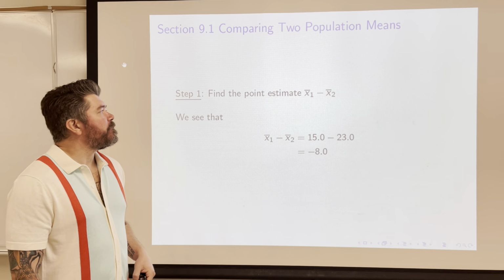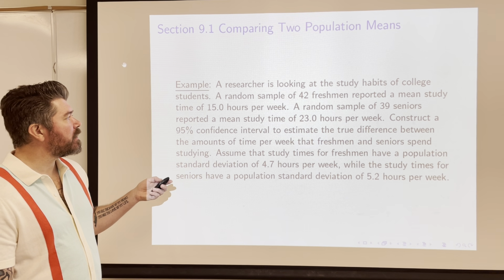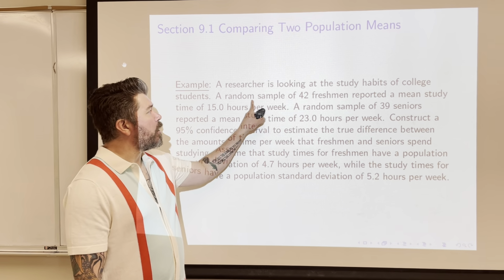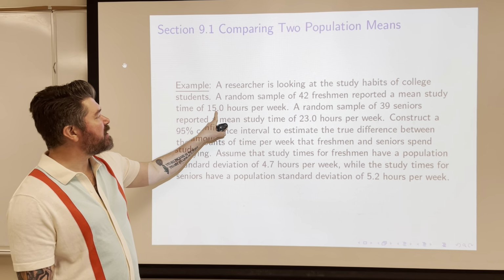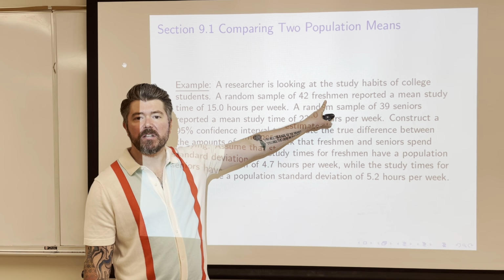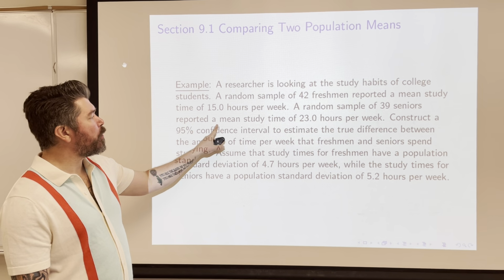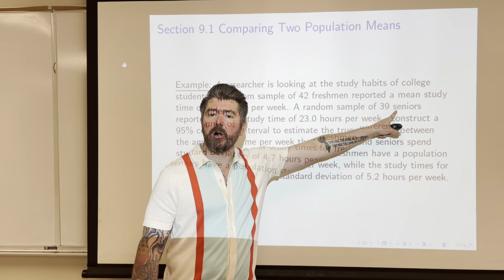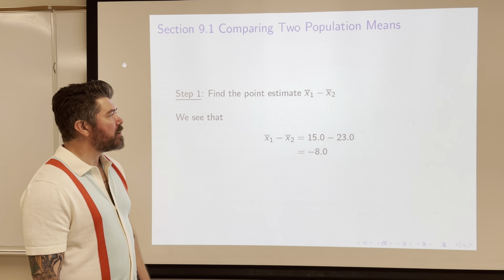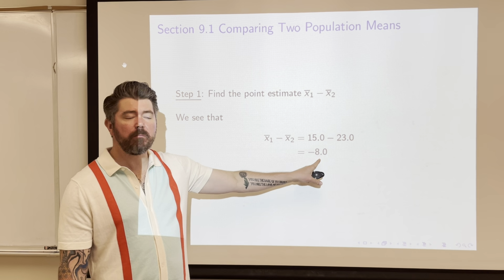Find the point estimate x bar 1 minus x bar 2. This is our first step. So in the problem, if we go back, a random sample reported a mean study time of 15 hours for freshmen. So this is our x bar 1. And then here we reported a mean study time of 23 hours, and this was coming from our sampling of seniors. So x bar 1 minus x bar 2 gives us negative 8.0.